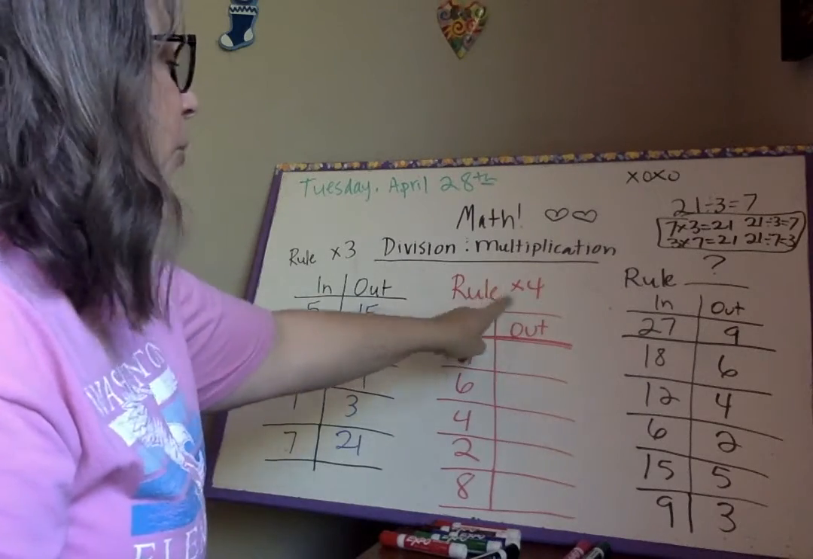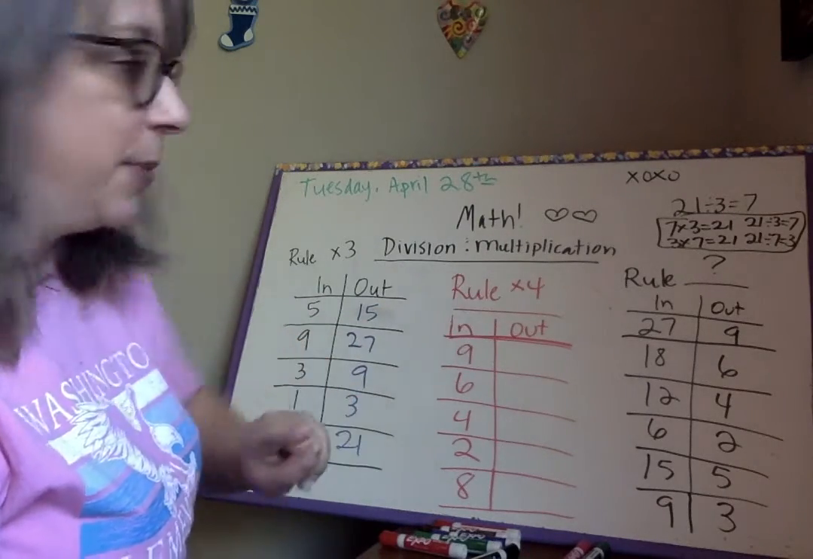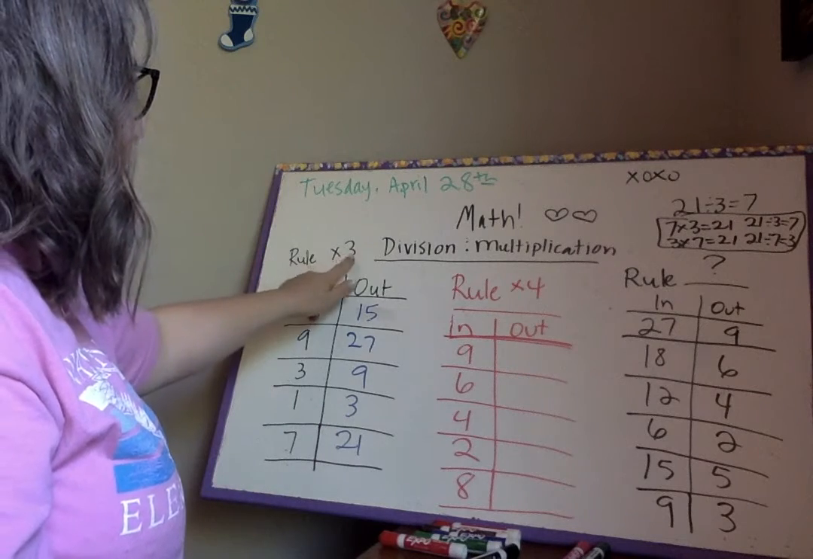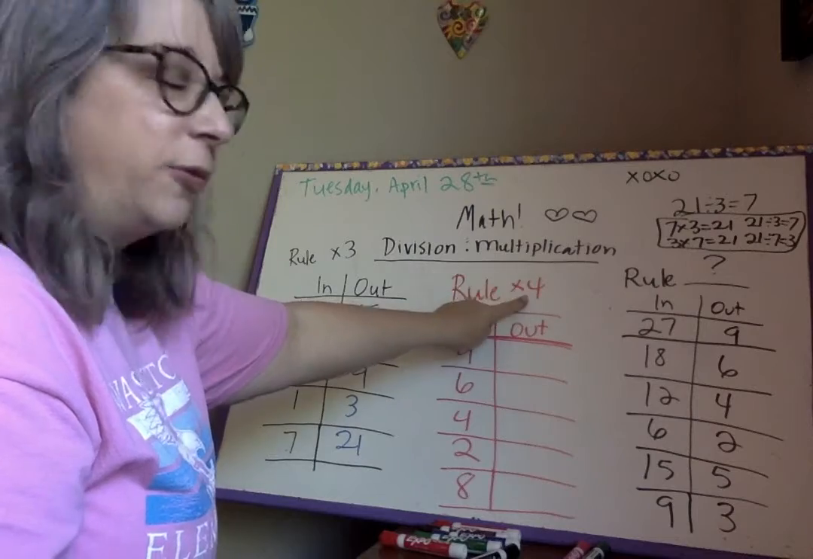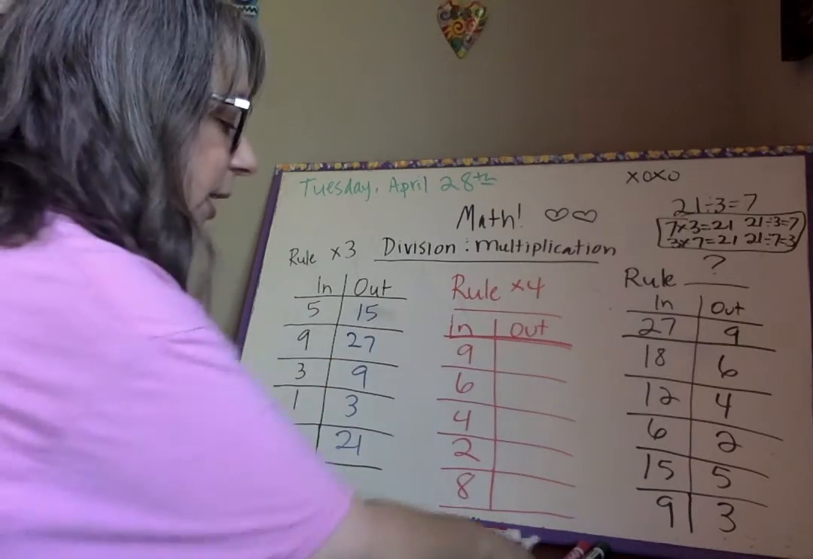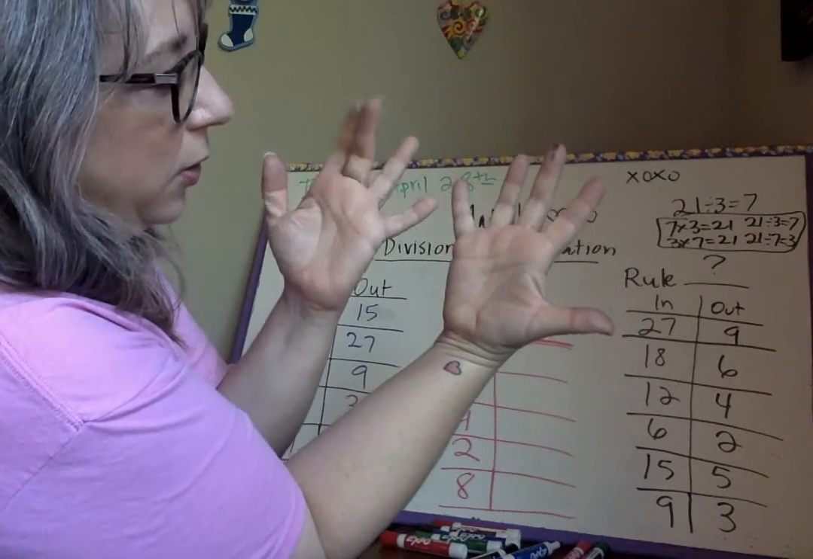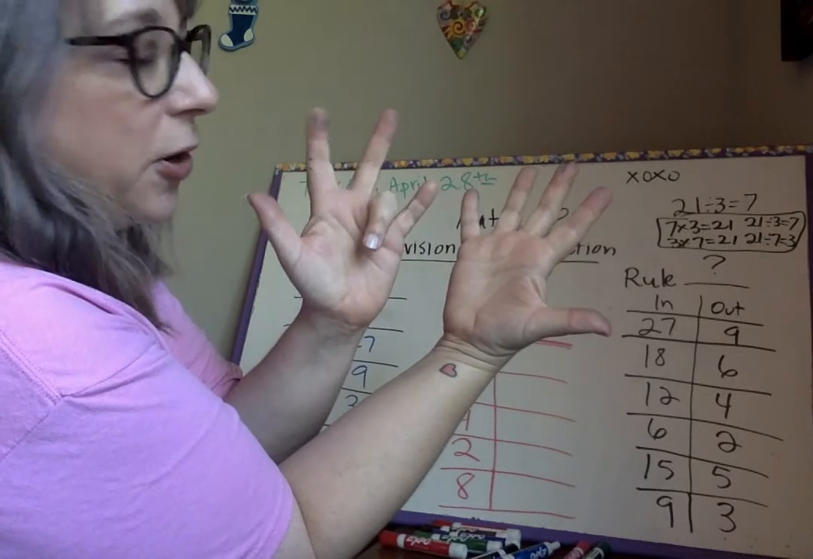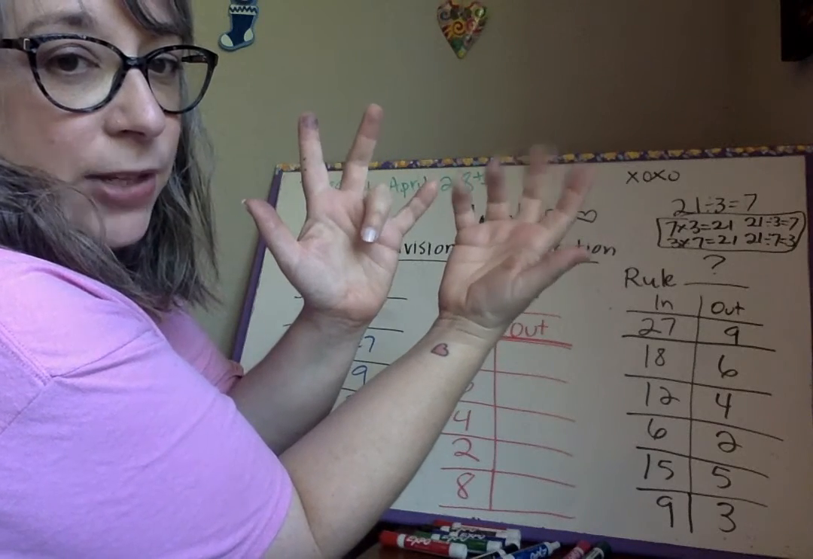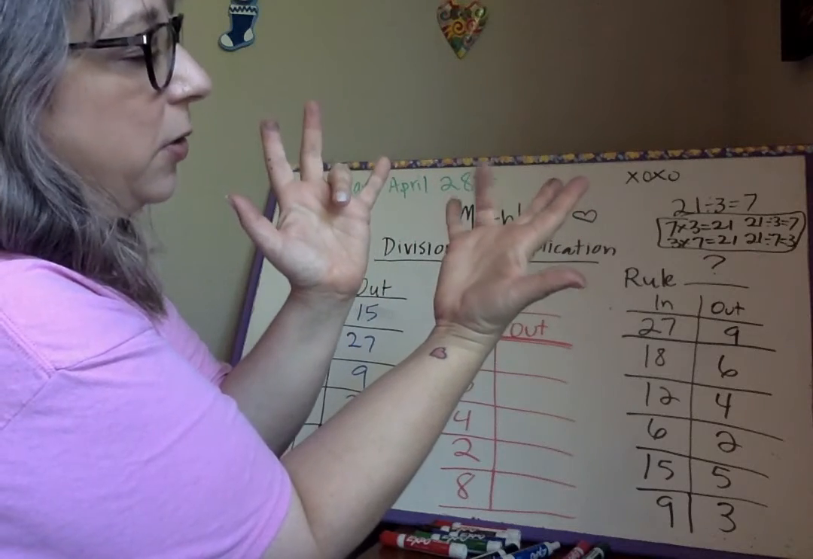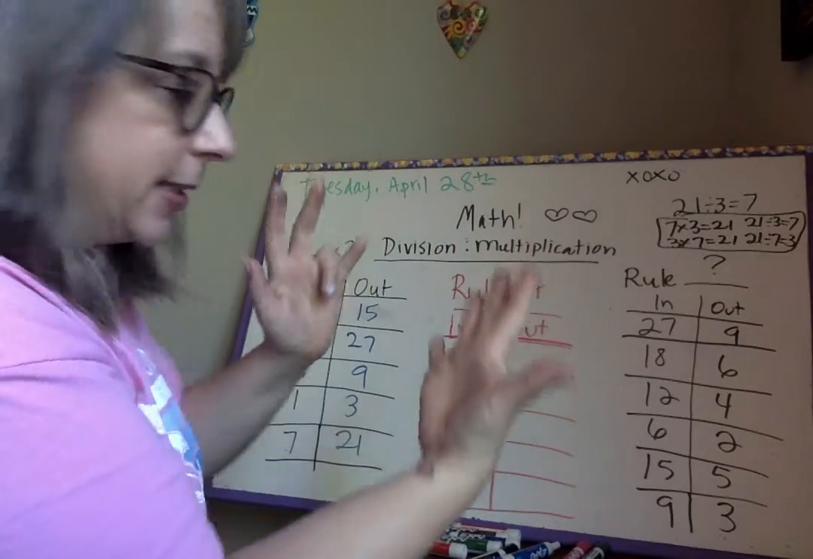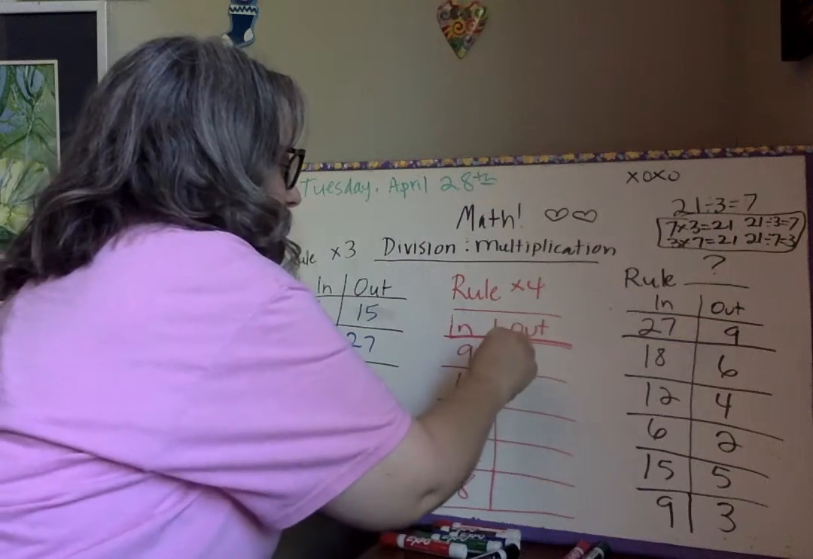Times 4. We know our rule. Our rule is times 4. So it's going to be the same as over here. 3 times 5 is 15. So now we're going to think 4 times 9 is what? If you need to use that trick, do it. 1, 2, 3, 4. Remember, this side are worth 10. This side is worth 1. So 10, 20, 30, 31, 32, 33, 34, 35, 36. So we have 36.